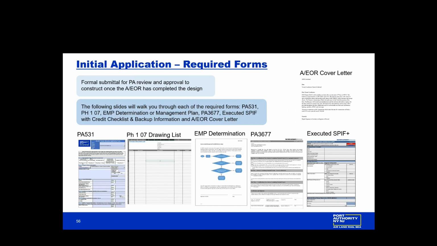The following slides will walk you through each of the required forms, which includes the 531, the PH 107, which is the drawing list, the EMP determination or the management plan, the PA 3677, which is the asbestos certification form, the executed SPIF, along with the credit checklist and backup information, as well as the cover letter from the architect or engineer of record. Next slide.